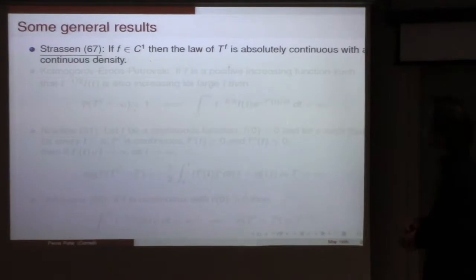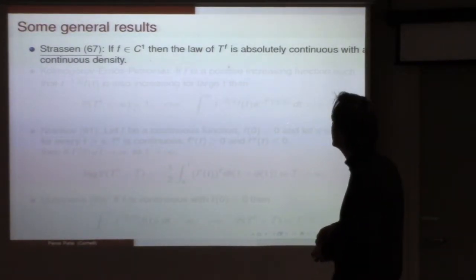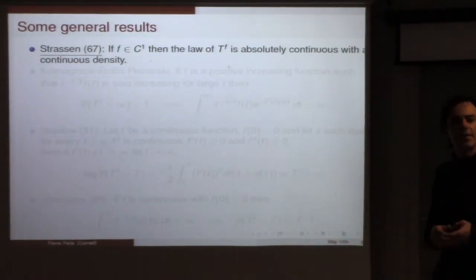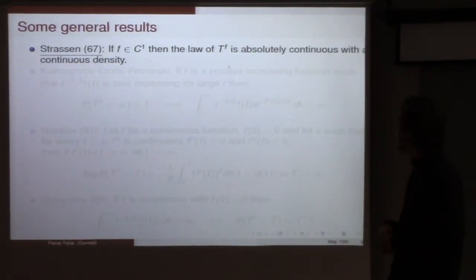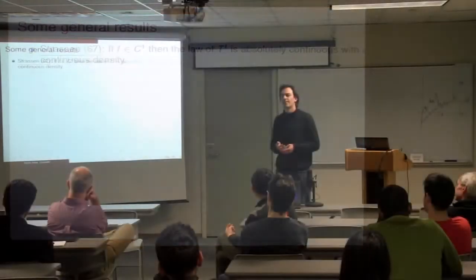The first one is about the smoothness property of this distribution. It is due to Strassen. If the curve f is C1, continuously differentiable, then the distribution is absolutely continuous with a continuous density.